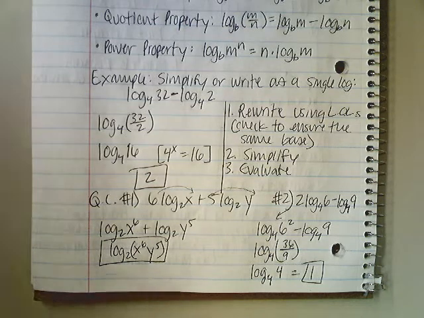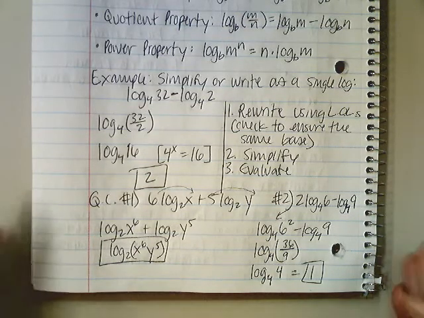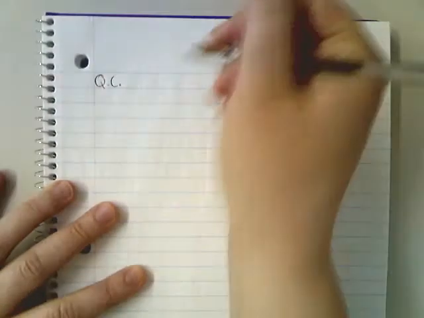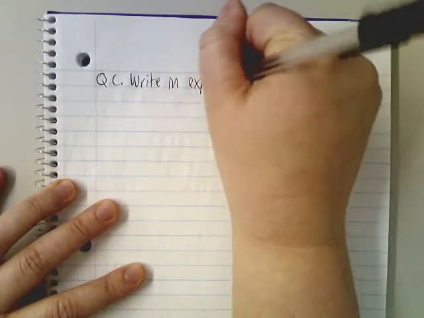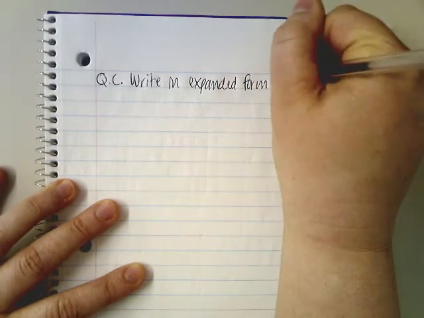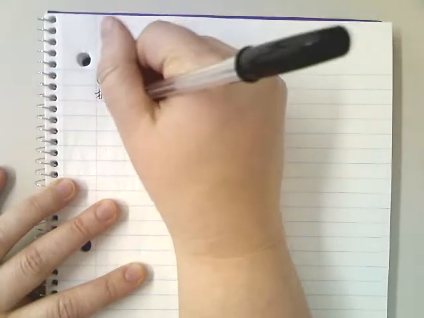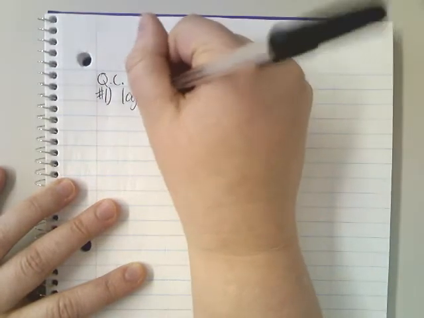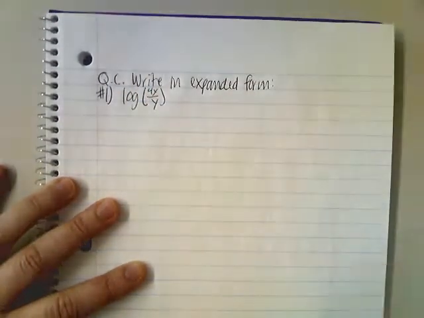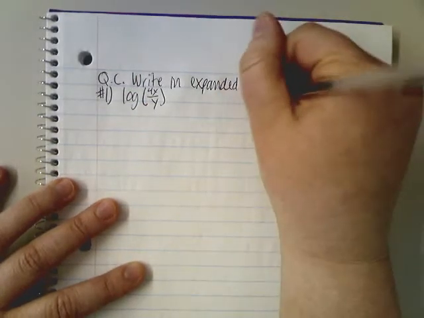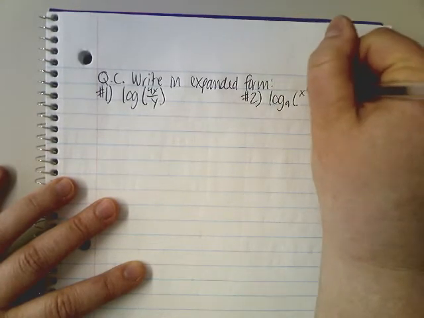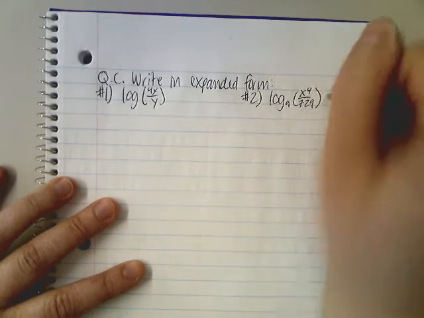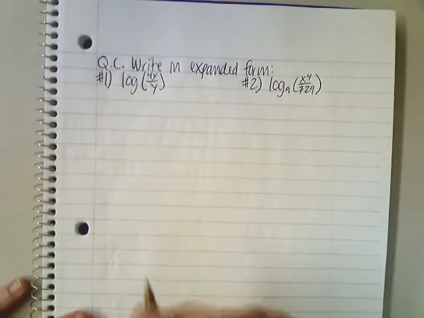All right, make sure you write some questions on that. I'm going to flip the page so we can practice going the other direction. We're going to do another quick check, but we're going to go the other way. I want you to write this in expanded form. So we practiced simplifying. Now I want you to practice going the other way. The first one I want you to do is log of 4x over y. And again, if there's no base, it's implied base 10, a common log. And the second one is log base 9 of x to the 4th over 729. All right, try those out on your own. I'm going to go over them now.